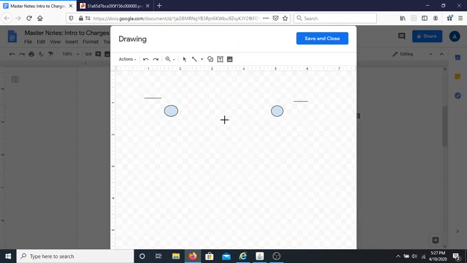Okay, so these are both negative charges, which means they are like charges. And as we saw before, like charges repel. So in this case, they're going to push away from each other. So the one on the right is going to move to the right. The one on the left is going to move to the left.